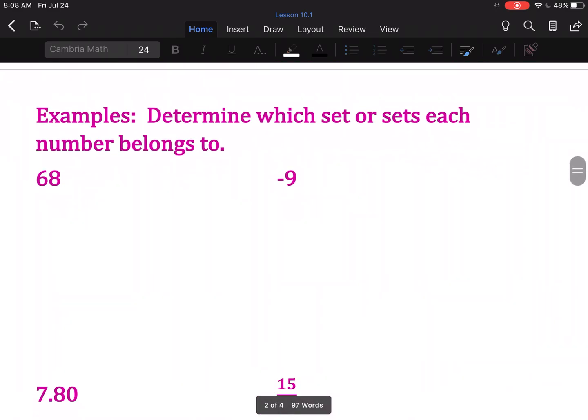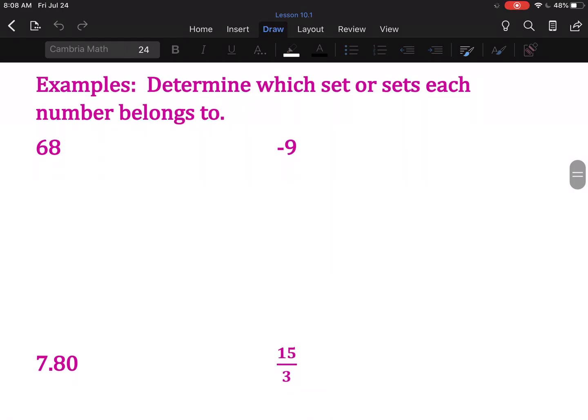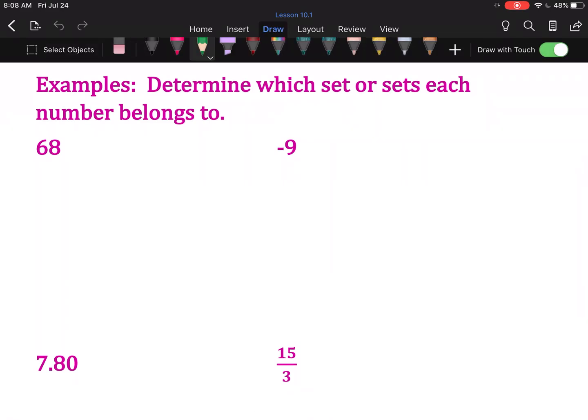So determine which set or sets each of these numbers belong to. So 68. 68 is a number you count with. You can count up to 68. So 68 is natural. If you're natural, you're also a whole number, you are also an integer, and you are also rational. And you can see here I'm using abbreviations. You can feel free to use these abbreviations as well. I don't need you to write those words out. But we use NAT for natural, WH for whole, INT for integer, and RAT for rational.